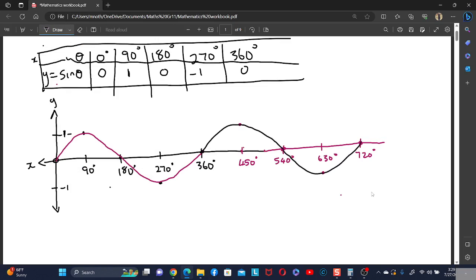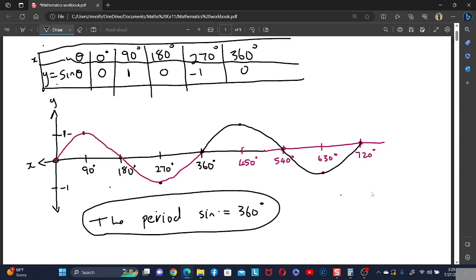So you can see that this graph is repeating itself. So what does this mean? Because this graph is repeating itself, it means that every 360 it repeats itself. So what does this mean? We are going to say that the period of the sine graph is 360 degrees. Okay, the period of the sine graph is 360 degrees because the sine graph repeats itself every 360 degrees.